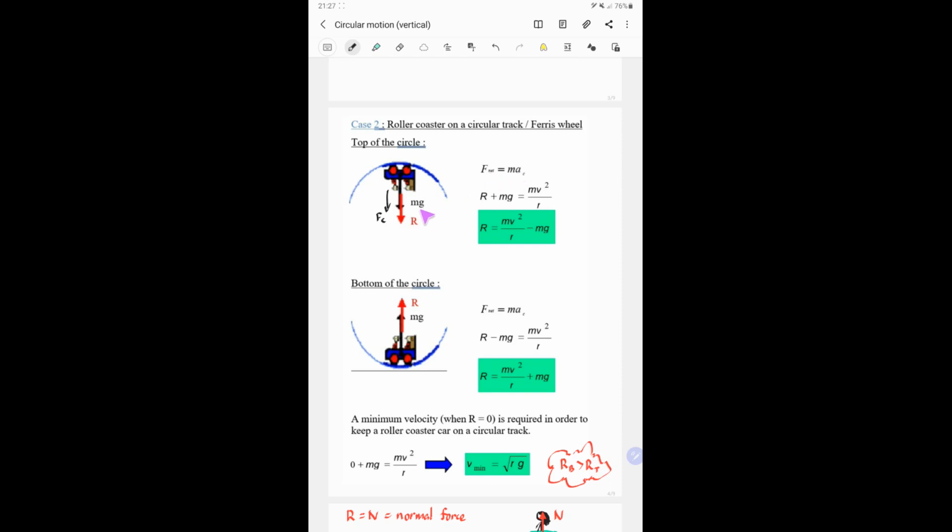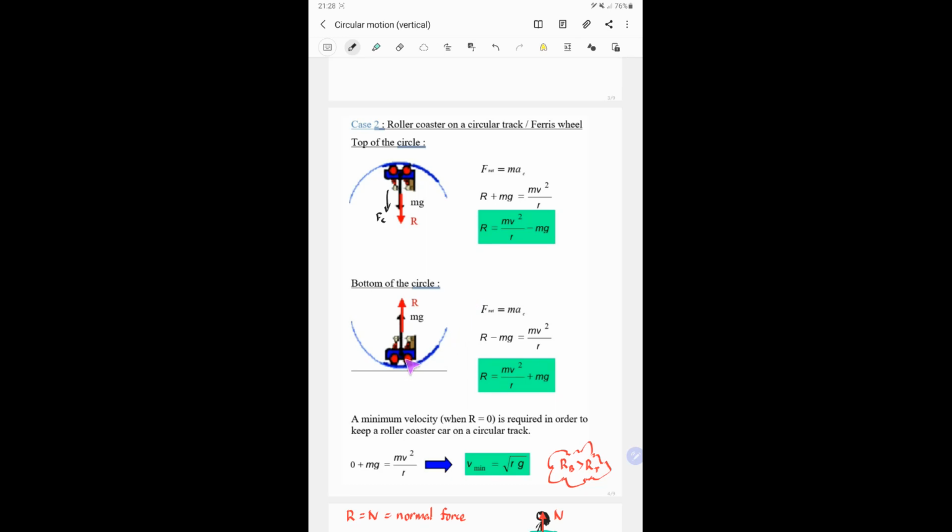So F net here involves Mg and R, which are in the same direction as FC. So the equation is R plus Mg equals FC, where FC equals mac or mv squared over R. Why? Because a equals v squared over R. By rearranging the equation, we transfer Mg to the other side, and you get R equals mv squared over R minus Mg. So this is the equation for this position, which is at the top.